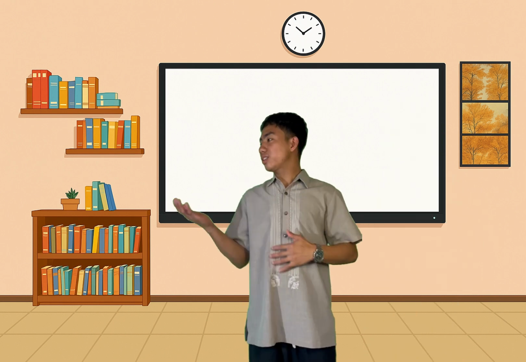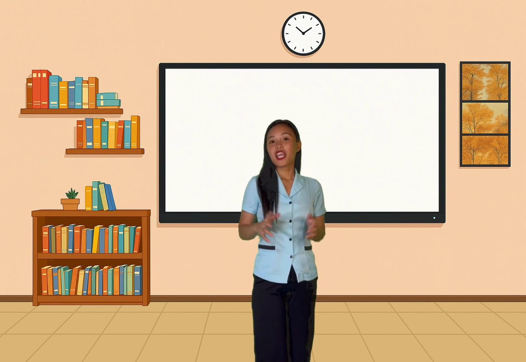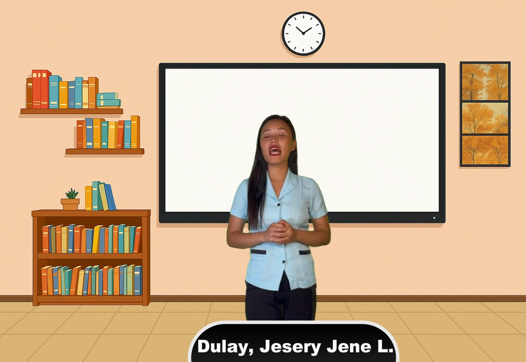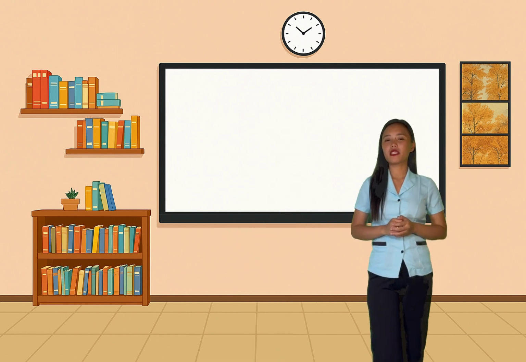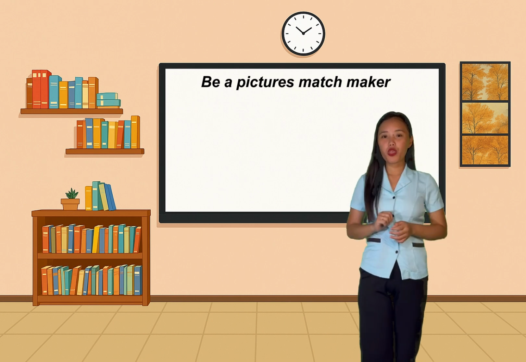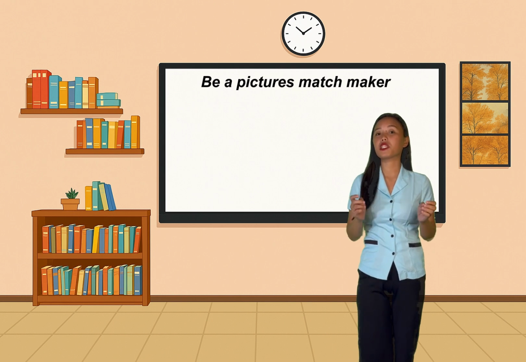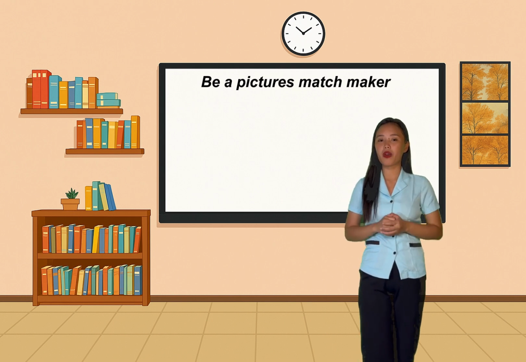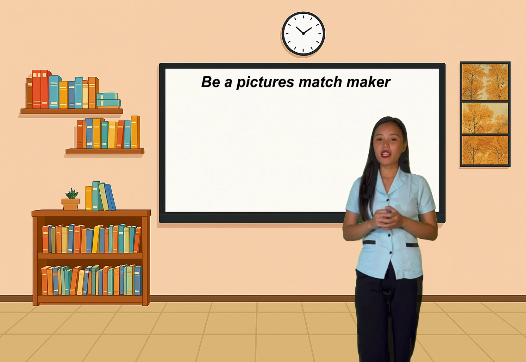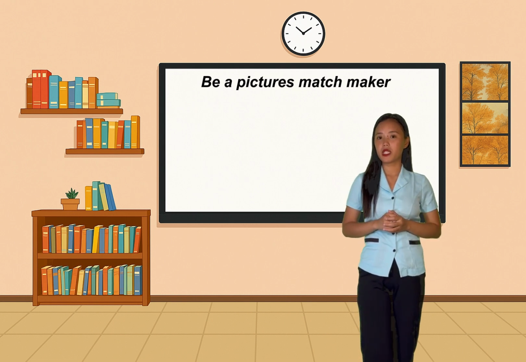Now, may I call on teacher Giselle Jane Dulay for your energizer? In order for you to have a glimpse of our lesson for today, I prepared an activity called Be a Pictures Matchmaker. I will show you a series of pictures in column A, and all you need to do is to match each picture with its corresponding pair in column B. After that, we will check your answers and explain the connection between the images.